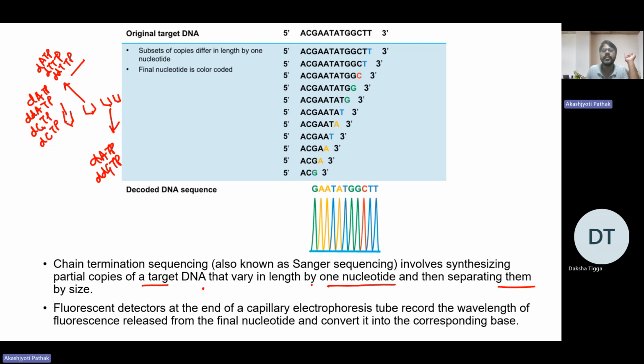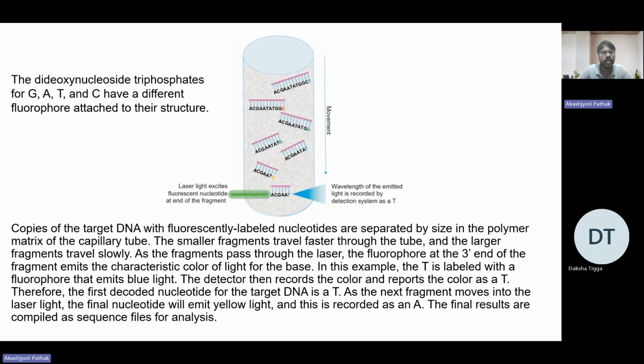Here, this is the ddGTP that has been added. Once this ddGTP, or the guanosine residue, has been added, this reaction will come to a stop. Then you can read it from bottom to top, and the nucleotide sequence can be identified. Basically, these nucleotides have been attached to fluorophores, so that you can know which nucleotide it is. At the end of a capillary flow electrophoresis tube, you record the wavelength of the fluorescence released from the final nucleotide and convert it into the corresponding base.